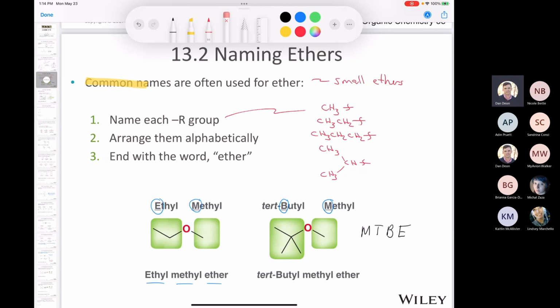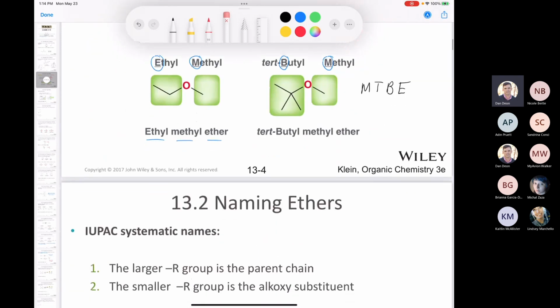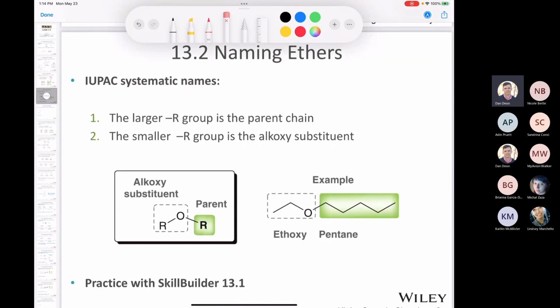Now we've covered common names for ethers. Well, how do you give a systematic or an IUPAC name? Here's what you do. You find the longest carbon chain, and that will serve as your parent. And then you look for the smaller R group, and you name that as an alkoxy substituent. So you see that in this box down here. You have the parent, which is the largest R group, and the smaller R group with the oxygen together, they make an alkoxy substituent. And so you can imagine if you have a methyl, I'll just give you a couple examples. If you had a methyl and an oxygen, that would be called a methoxy. If you had an ethyl with an oxygen directly attached to it, you can imagine that would be an ethoxy.